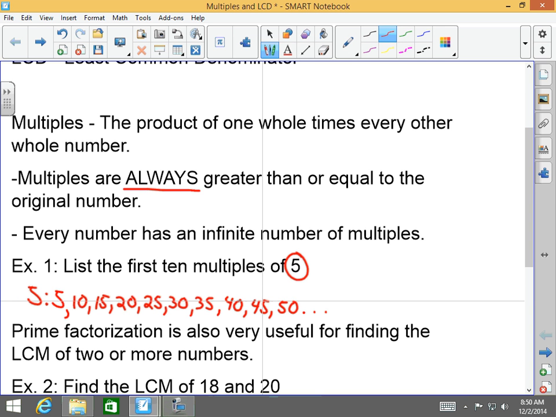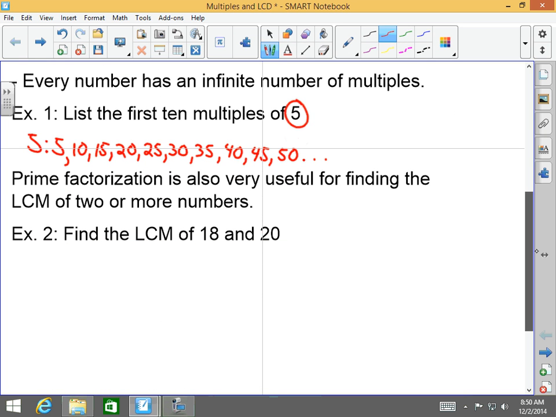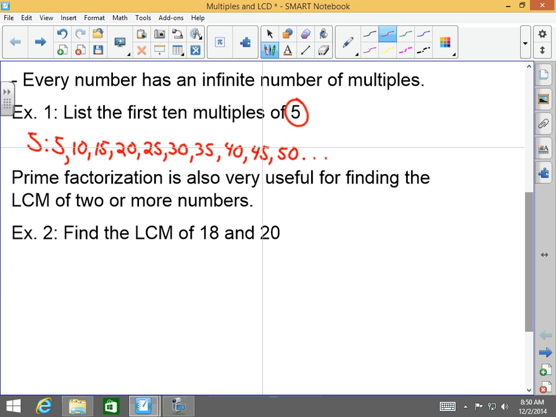So multiples are always greater than or equal to the original number. Unlike factors, we use factors to reduce fractions. Factors are less than or equal to the original number. Okay? But multiples, you start with the original number they give you, and you multiply by every single whole number starting with 1. Now, we learned about prime factorization to find the GCF. Prime factorization is also very useful for finding the LCM of 2 or more numbers.